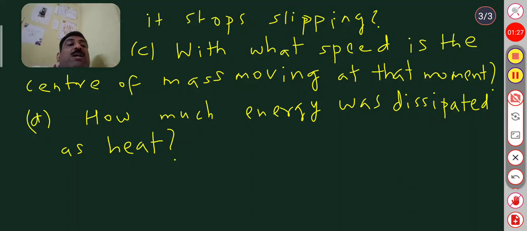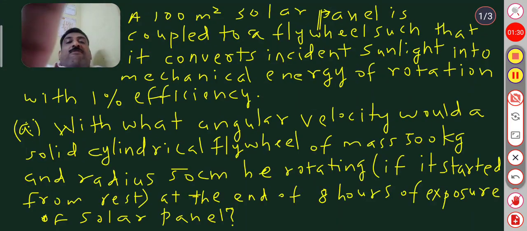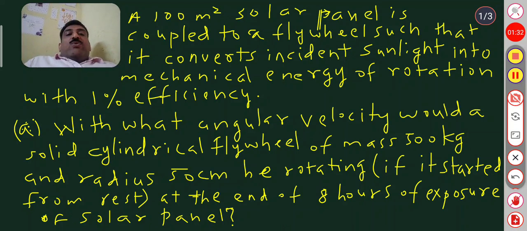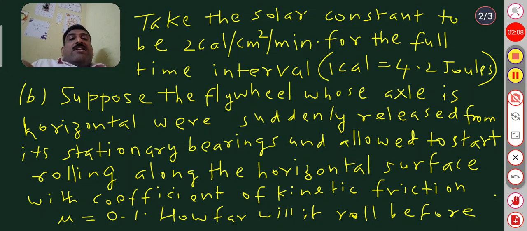So we are given a flywheel which is connected to a solar panel, and the area of the panel is 100 meter square. The sunlight is falling onto the solar panel, and so it is converting energy into mechanical energy, with 1% efficiency. With what angular velocity would the solid cylindrical flywheel, whose mass is given as 500 kg and radius is 50 centimeter, be rotating at the end of 8 hours of exposure? So we are given 8 hours of exposure, and what is the angular speed at the end of 8 hours?